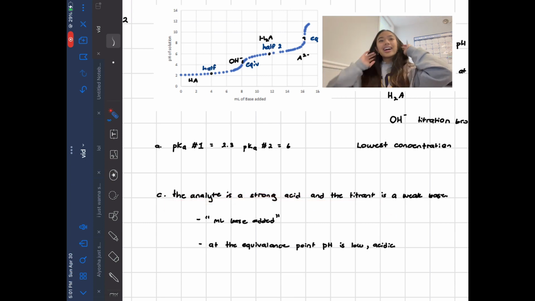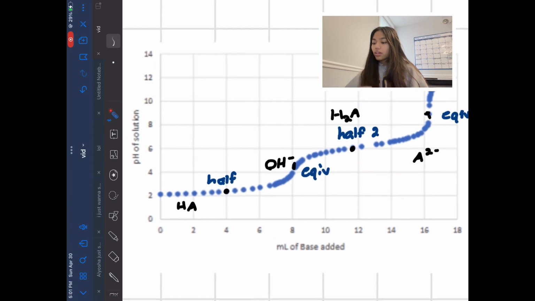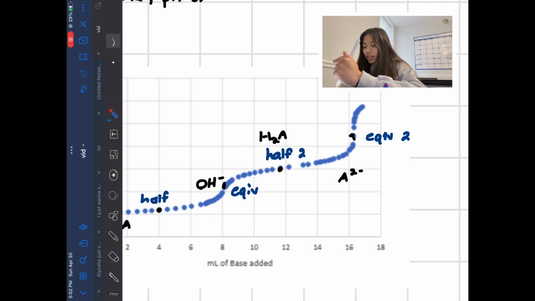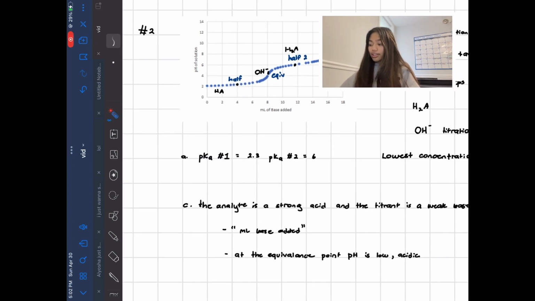All right, part D. It says identify and label the species present at the key points. We know that we start off with our acid, which is right around here, which gives us our first base, which is our OH minus. And then we have our second base, which is titrating the H2A right here. And we can derive that from how we know where the strong acid and where the weak base is.